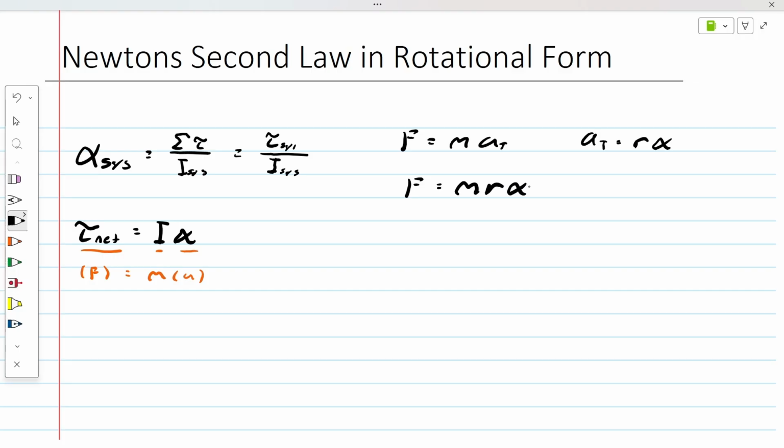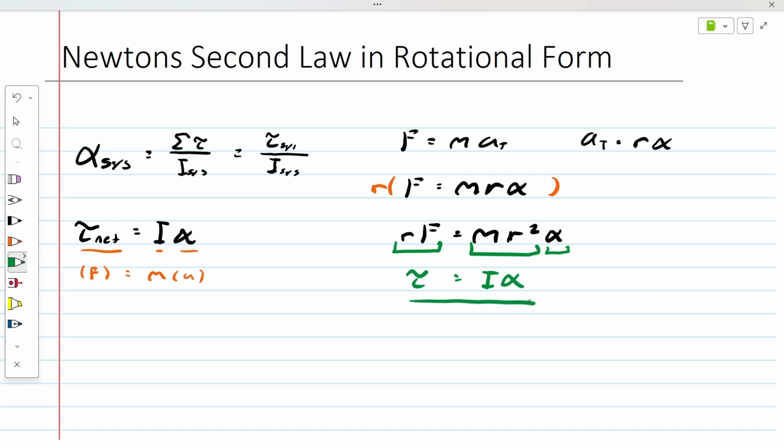Now we can plug that in and we get force equals the mass times the radius times the angular acceleration. Now I'm going to multiply this whole equation by r. We can always multiply both sides by some variable. So now we have r times F equals m r squared alpha. You may notice that r times F just equals the torque, m r squared just equals the rotational inertia, and then we have alpha, the angular acceleration.